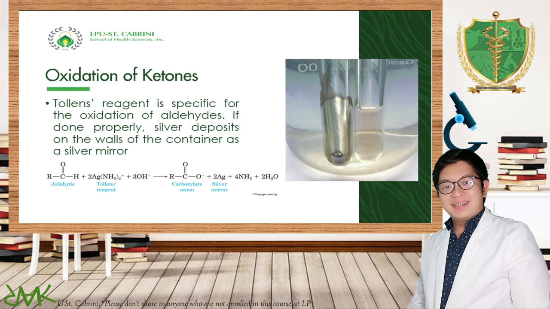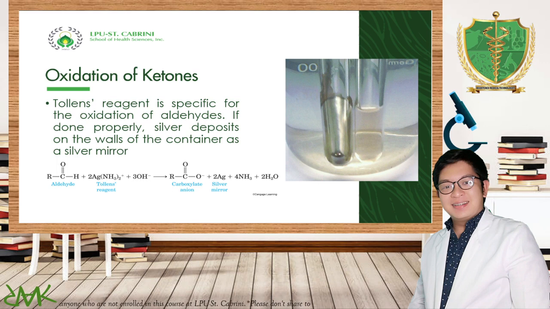Okay, now we have here a Tollens reagent. A Tollens reagent is specific for the oxidation of aldehydes. In other words, oxidation of ketones is not possible. So a Tollens reagent is used to differentiate our aldehydes from ketones, because it is specific for the oxidation of aldehydes.